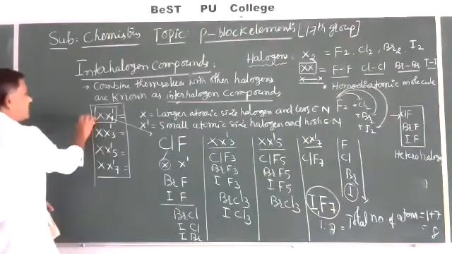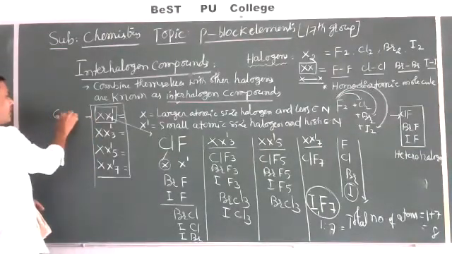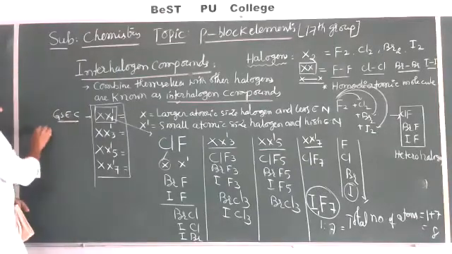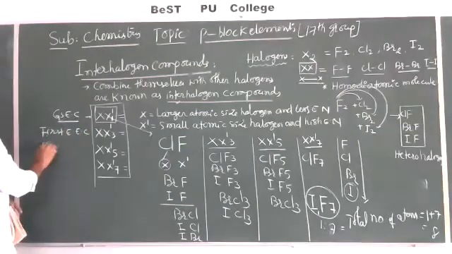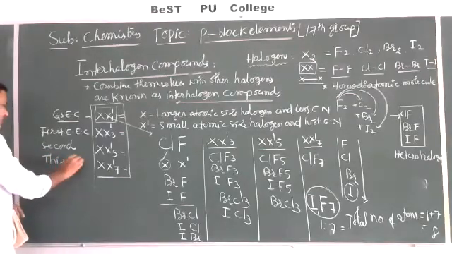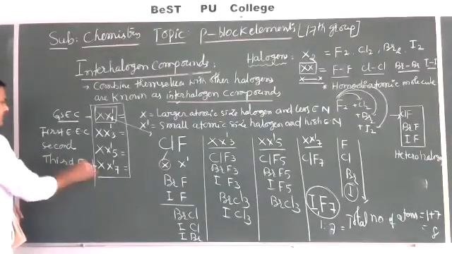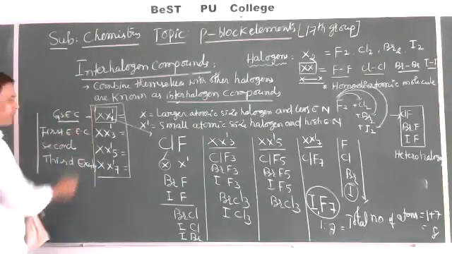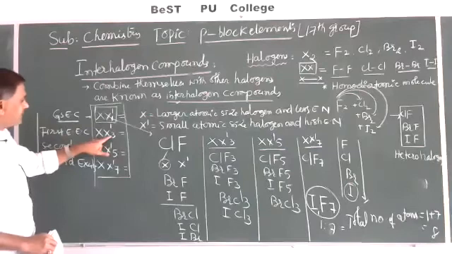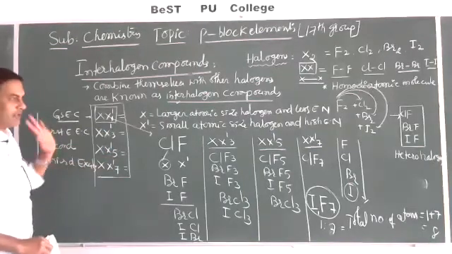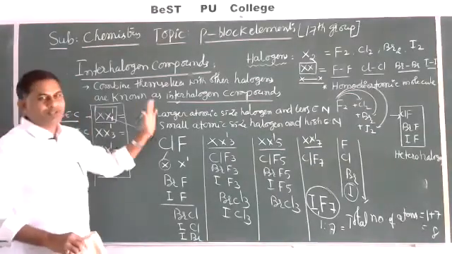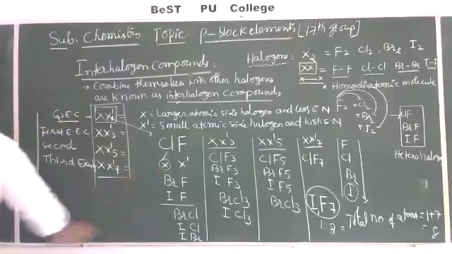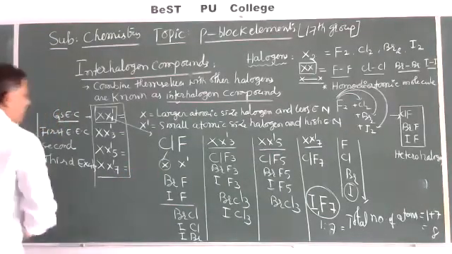That's why this is ground state electronic configuration. This is the first excited state electronic configuration. This is the second excited state. This is the third excited state electronic configuration. Based on that, we'll get the different models: XX', XX'3, 5, 7. How it forms, what are some important characteristics, physical and chemical properties and structures we'll discuss. Very important. Okay. First introduction of interhalogen compounds completed.